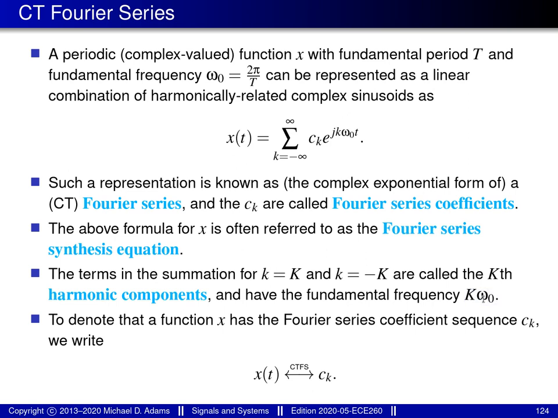Then lastly, as a matter of notation, sometimes we want a convenient way to say a particular function has a particular set of Fourier series coefficients. And this is exactly what this notation here does. What's on the left side of the double arrow is a function, and what's on the right side of the double arrow is a sequence. So it's saying that the function x has the coefficient sequence, the Fourier series coefficient sequence, c.